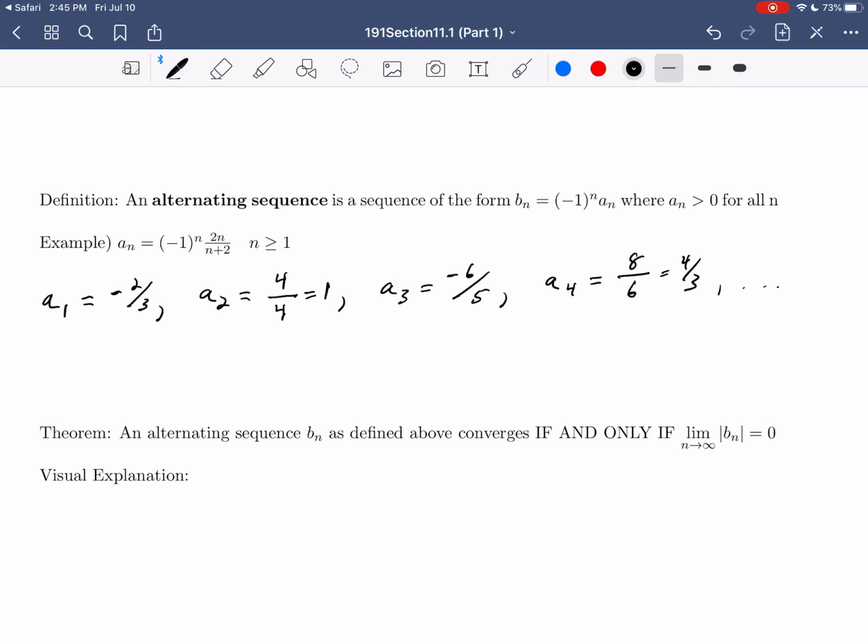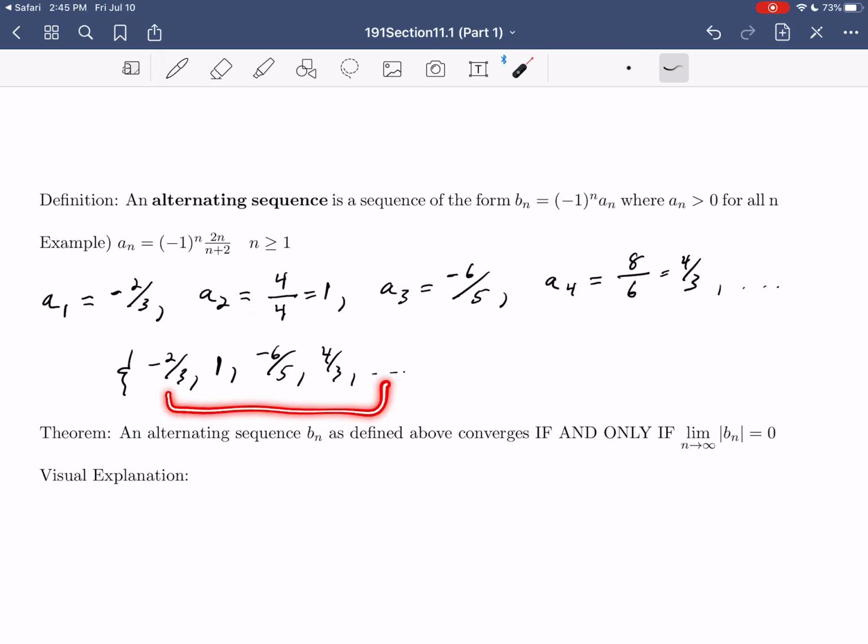And you would notice that if we actually just wrote it out in set notation, it does have that property: negative, then positive, then negative, then positive, and so on and so forth. Now, again, it doesn't matter if the sequence starts negative or starts positive. If I had started this at n is 2, then it would have started positive, but the main idea is that it alternates between positive and negative.